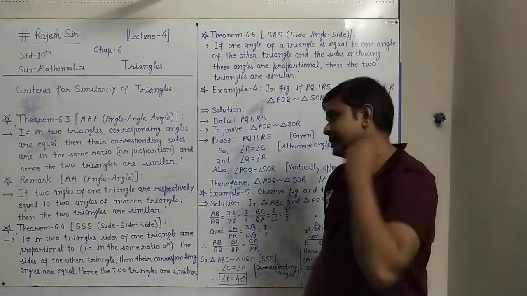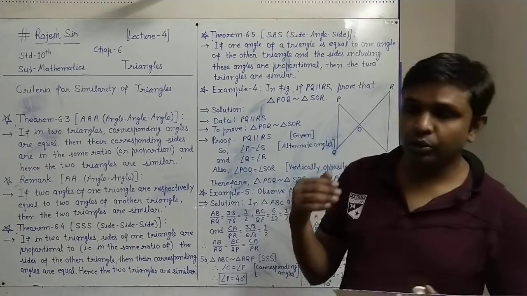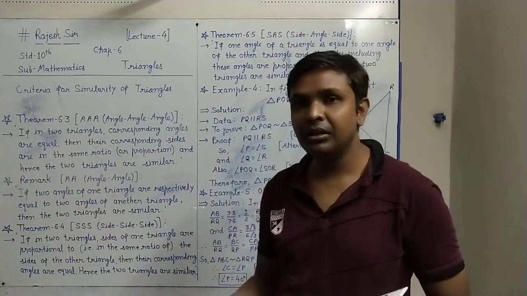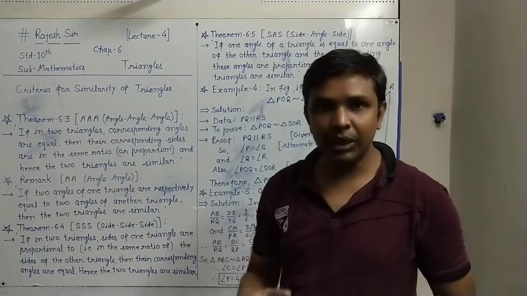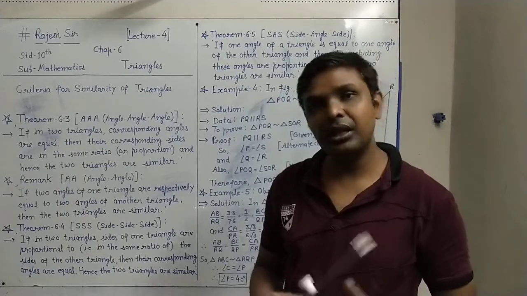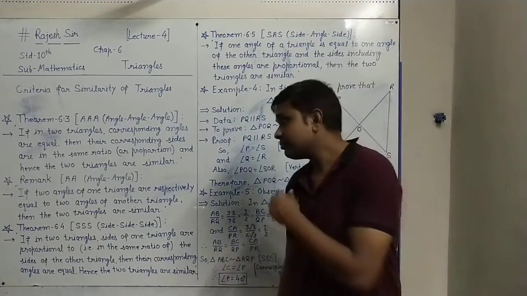So this is called SSS, where if we show only the sides are in proportion and we are not showing whether the angles are equal or not, they will be equal actually. And we can show the given triangles are similar by this theorem.